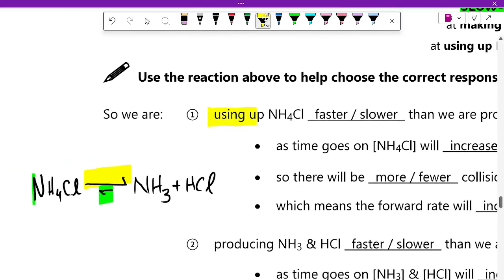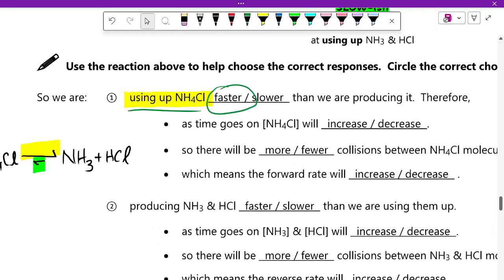Are we using up NH4Cl faster or slower? Faster, yes, very nice. And therefore, as time goes on, the NH4Cl concentration will decrease because we're using it up faster. And so will there be more or fewer collisions between NH4Cl?